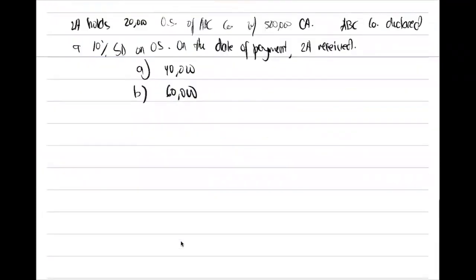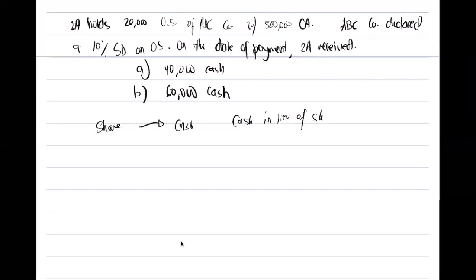Okay? So A holds 20,000 ordinary shares of ABC Company with a 500,000 carrying amount. ABC Company declared a 10% stock dividend on OS. On the date of payment, A received 40,000 pesos cash or 60,000 pesos cash. So instead of shares, what we actually receive is cash. We call this one cash in lieu of shares, or cash instead of shares.